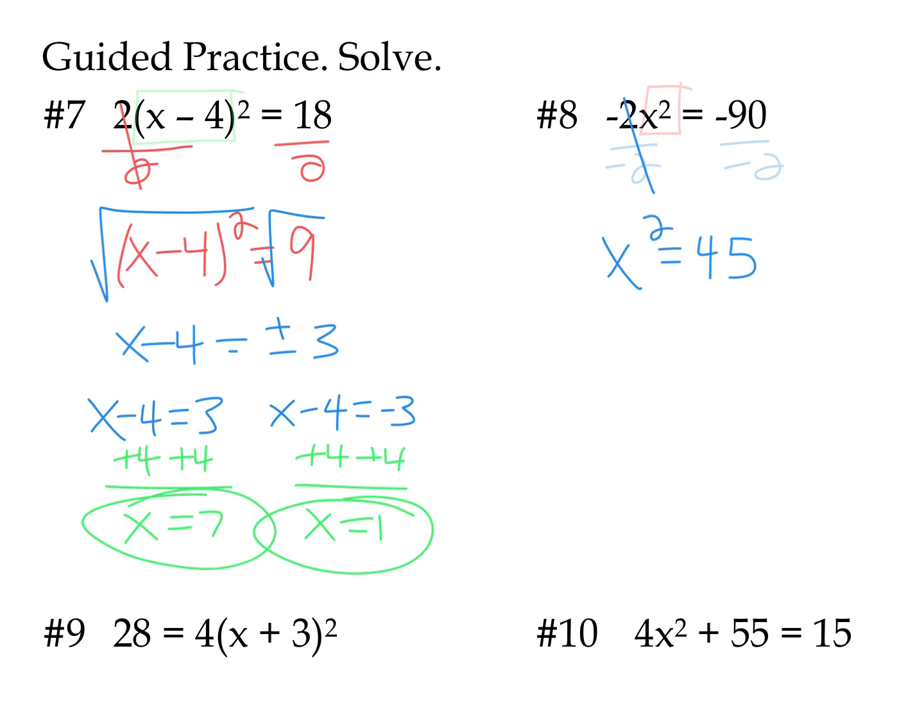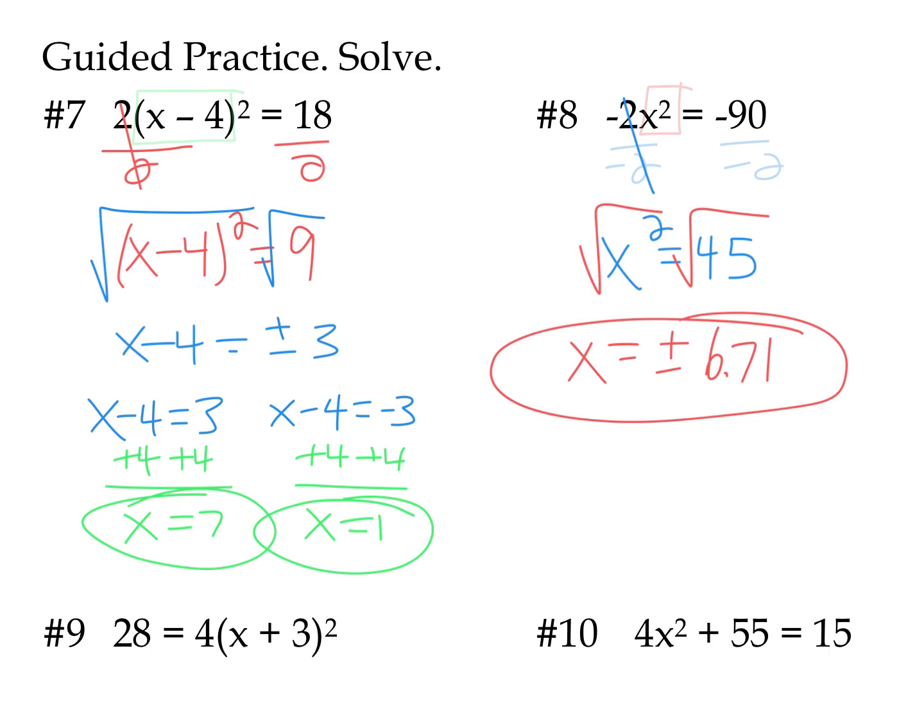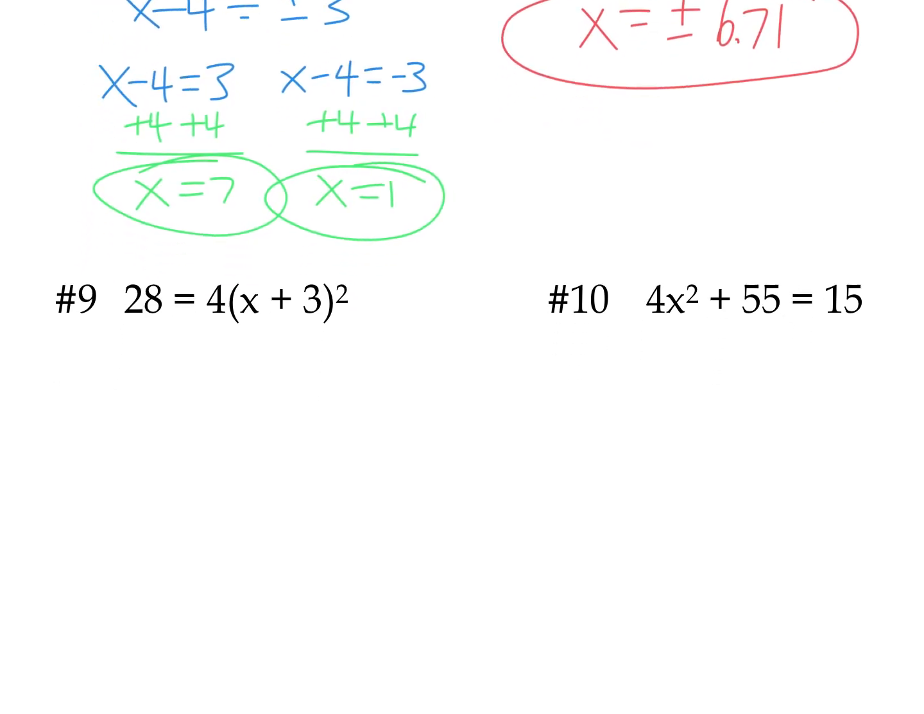And then I would have to square root that. So when I square root that, I'm going to get x equals, and you need a calculator for this one, right? Plus or minus, don't forget that, 6.71. Plus or minus 6.71. All right, number 9.